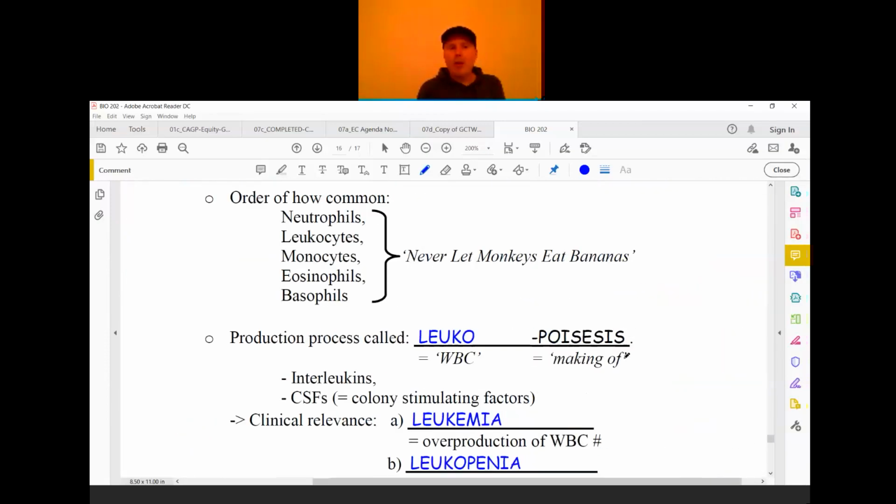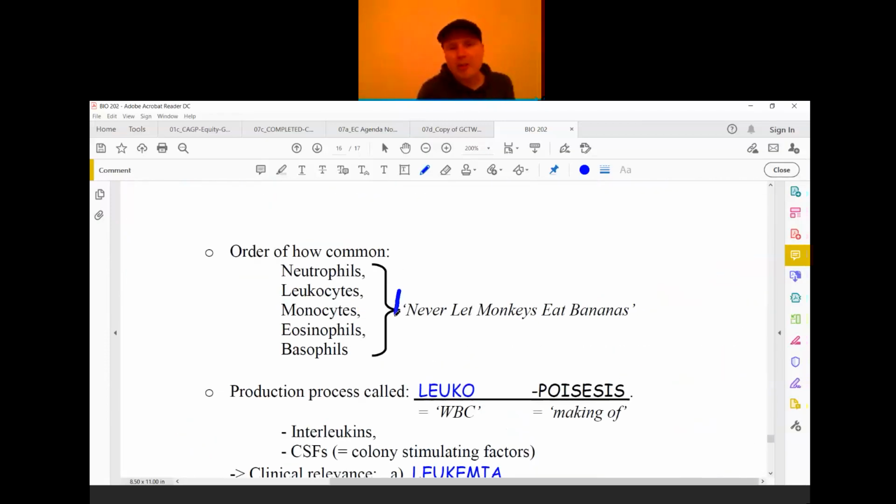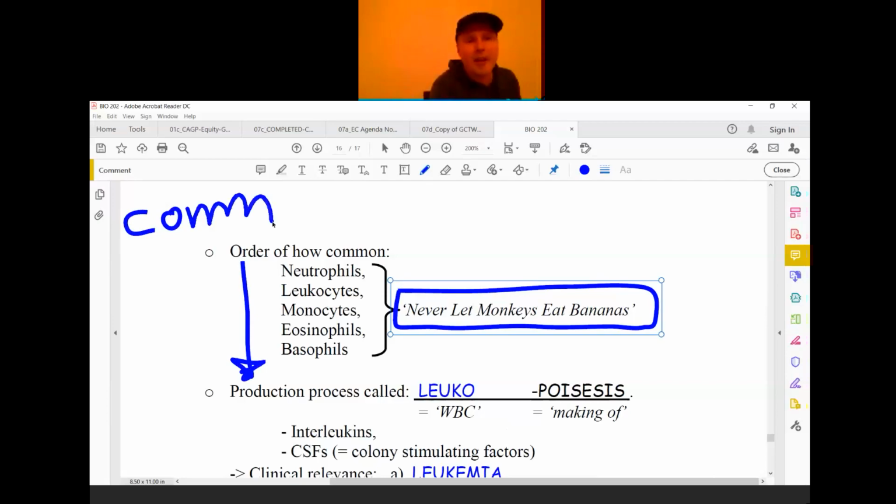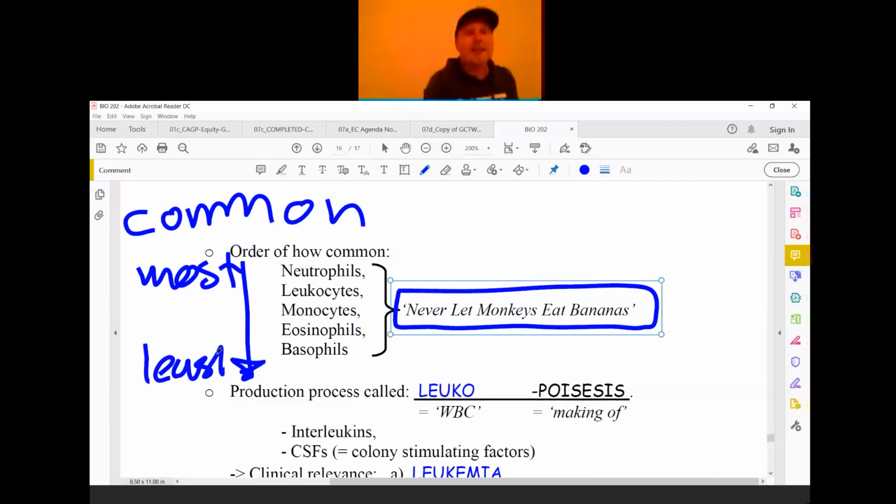If you use that order of the first letters, you'll see that it makes a sentence: never let monkeys eat bananas. We love mnemonics in the sciences, especially in anatomy and physiology. So that tells you how common these different kinds of white blood cells are.